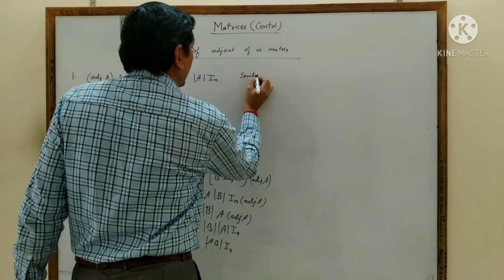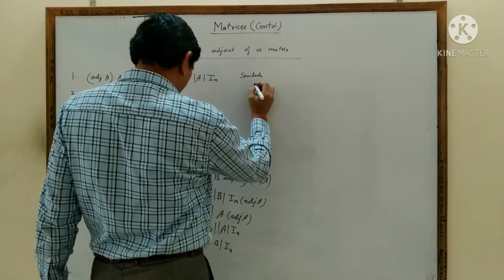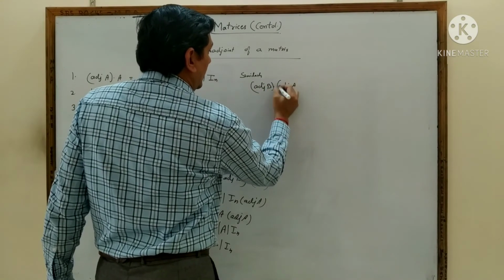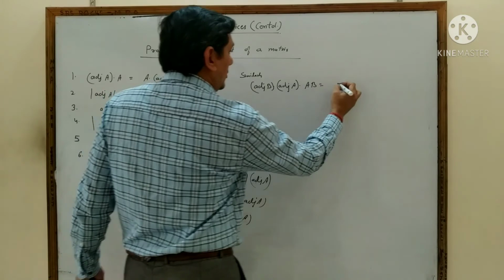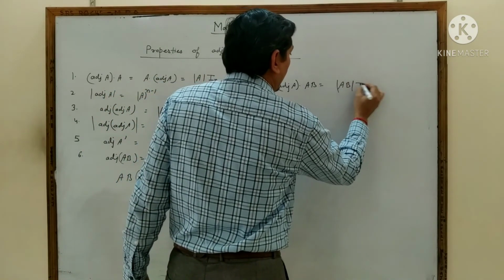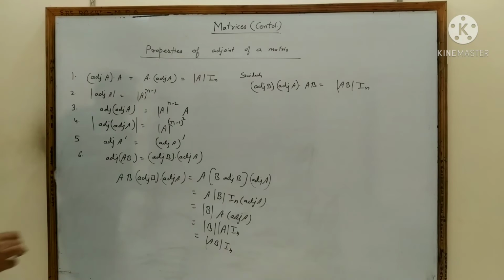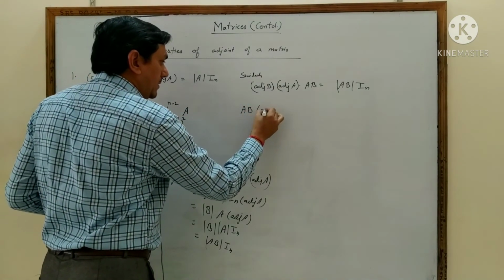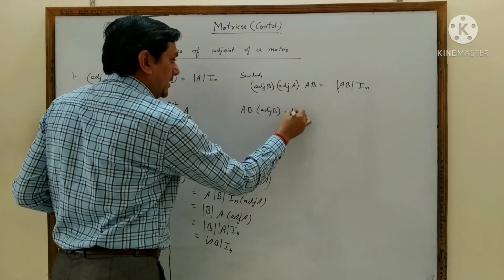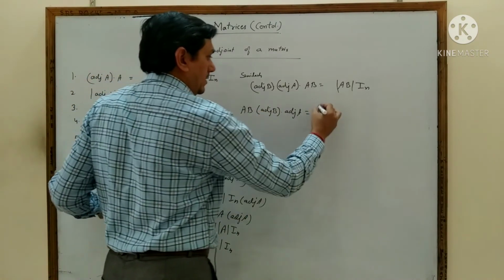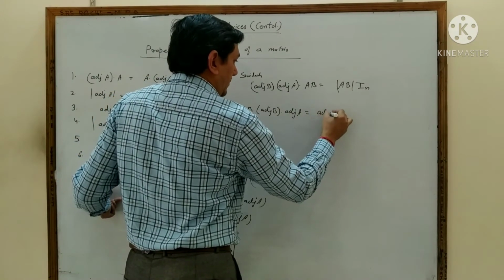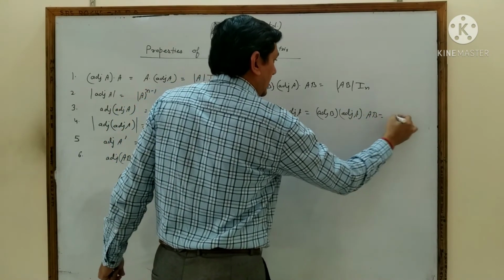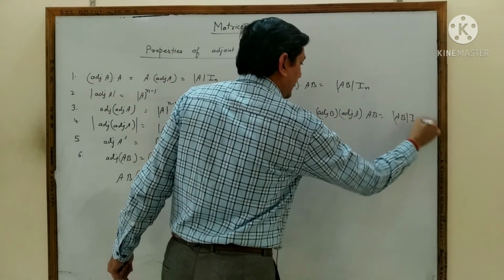Similarly, we can conclude that adjoint of B multiplied by adjoint of A multiplied by AB is also equal to determinant of AB times I n. So we conclude that AB multiplied by adjoint of B multiplied by adjoint of A is equal to adjoint of B multiplied by adjoint of A multiplied by AB, which is equal to determinant of AB times I n.